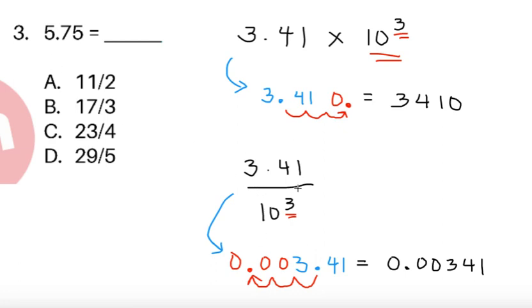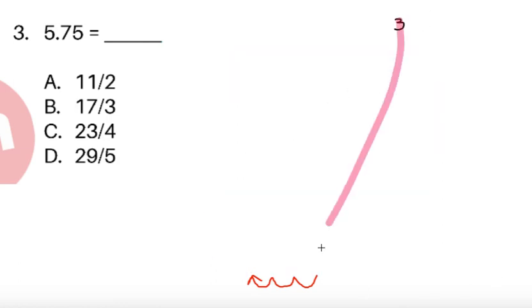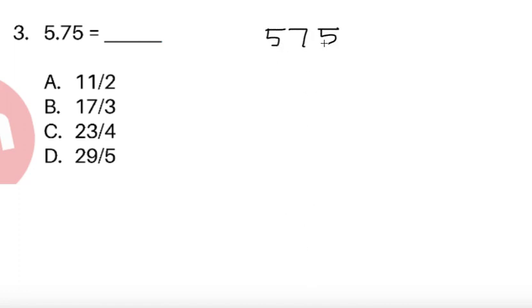So 5.75. We can use the fact that 5.75 can be acquired via the following. I can have 575, and then this is the decimal point. I can move it 2 times to the left via dividing by 10 squared. 10 squared is just 100. So 575 divided by 100 should be 5.75.